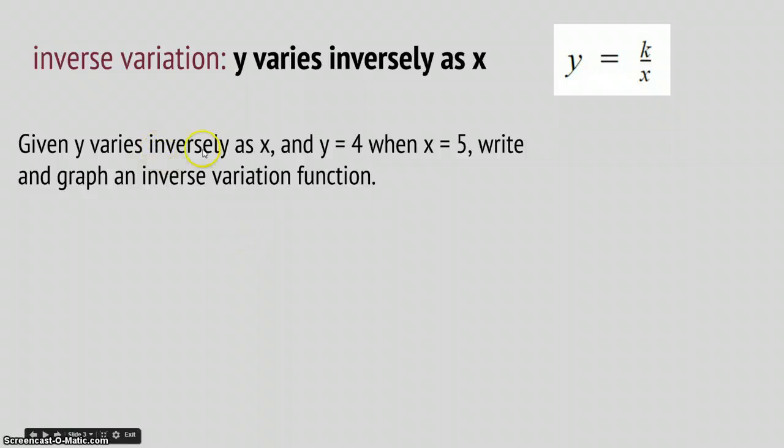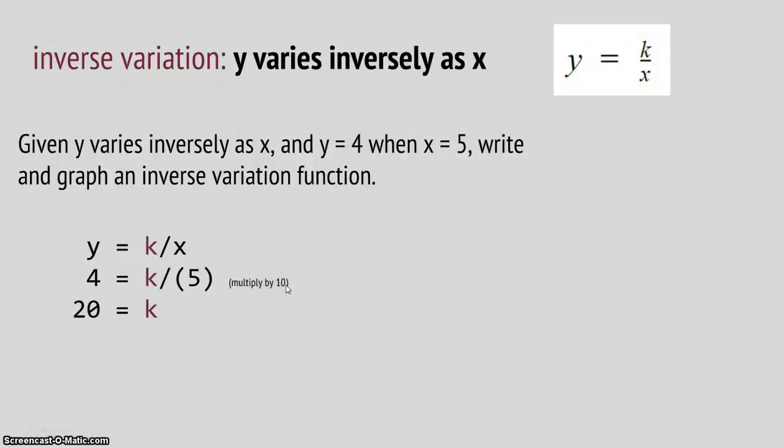Okay, so here's an example. Given y varies inversely as x and y equals 4 when x equals 5, write and graph an inverse variation function. So we need to set up the function y equals k over x. Substitute in what we know for y and what we know for x. 4 equals k divided by 5. And right there, this should not say multiply by 10. That's my bad. This should say multiply by 5. Because we're going to multiply both sides by 5 here to get that k equals 20. That means our function, our inverse variation function, is y equals 20 divided by x.